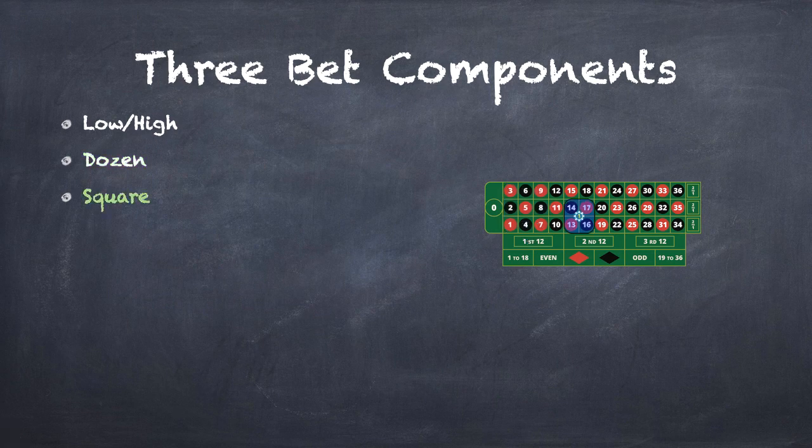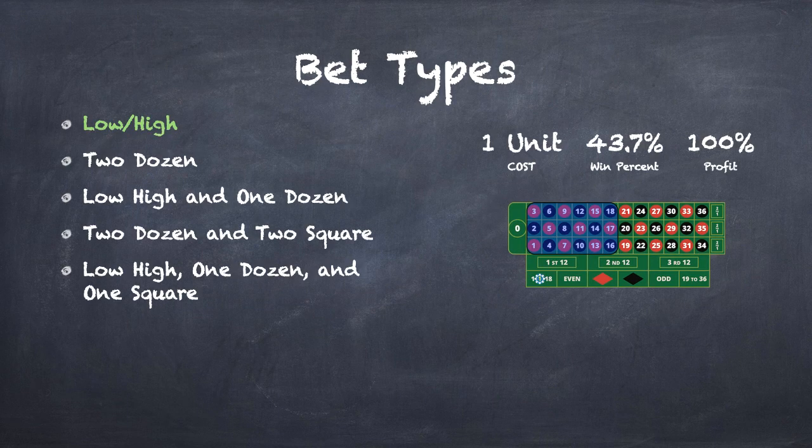And then our third bet component is a square bet. This is also called a corner bet, and this allows us to cover 4 squares. Again, this is then combined with our dozen and our low-high to give us the greatest amount of coverage across the table. All right, so let's take a look at our 5 different bet types.